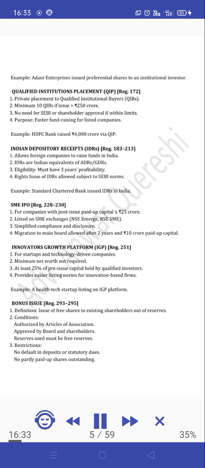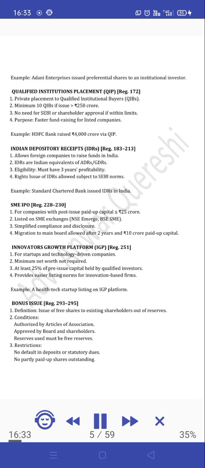Indian Depository Receipts, IDRs, Reg. 183, 213-1. Allows foreign companies to raise funds in India. 2. IDRs are Indian equivalents of ADRs and GDRs. 3. Eligibility: must have 3 years profitability. 4. Rights issue of IDRs allowed subject to SEBI norms. Example: Standard Chartered Bank issued IDRs in India.